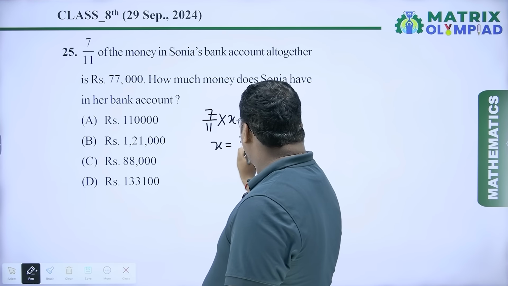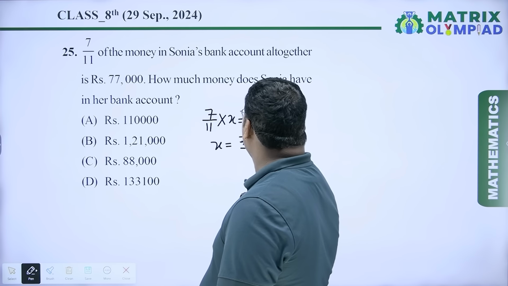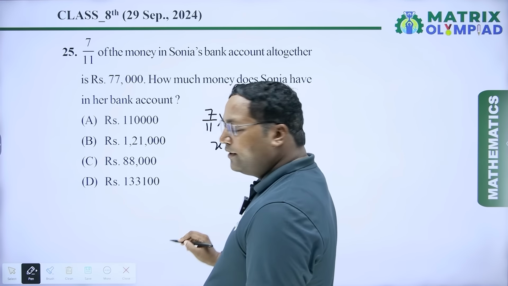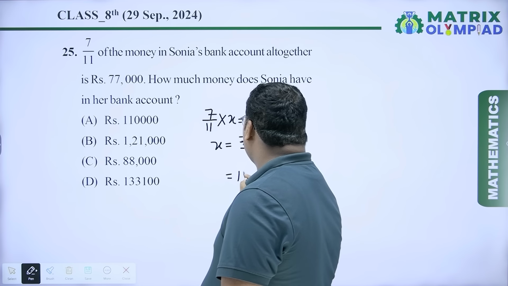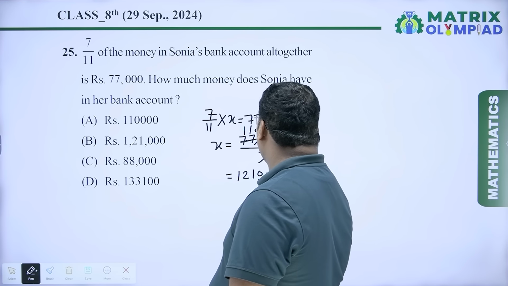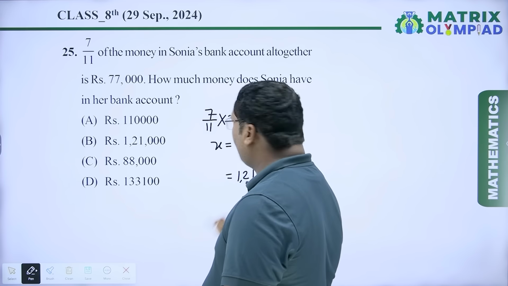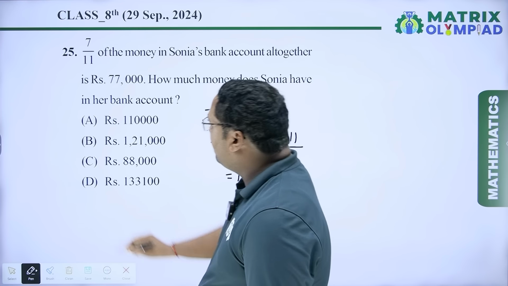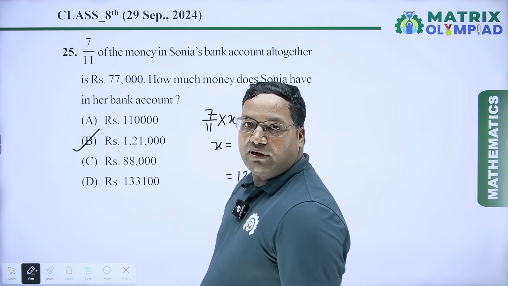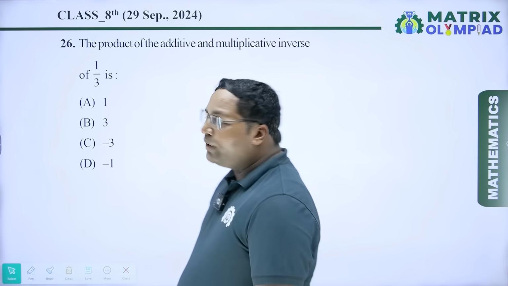Now 7 ones are 7, 7 ones are 7, and these 3 zeros are here. So 11,000 into 11 is 1,21,000. So 1,21,000 is the right answer. So it is option number B. Now coming to the next question, 26.